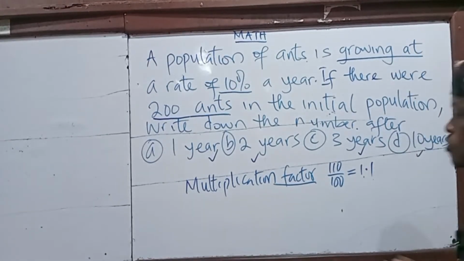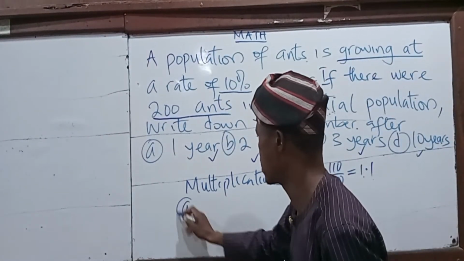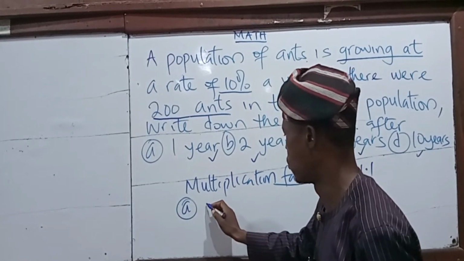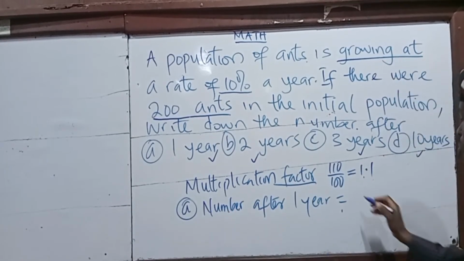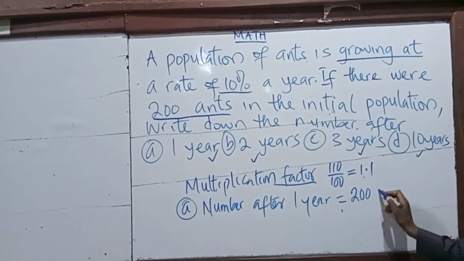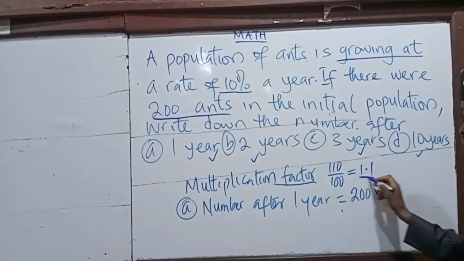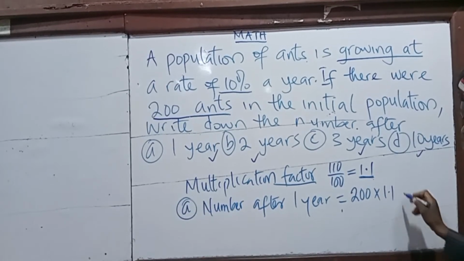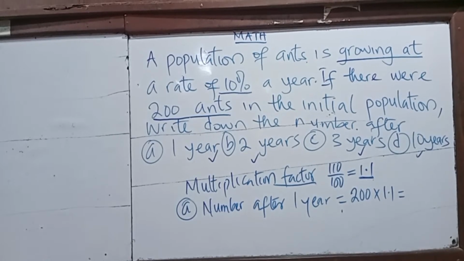So question A, the number after 1 year is the initial population times what? The multiplication factor, 1.1. Okay, you can multiply that. That's for the A part. So point your calculator.